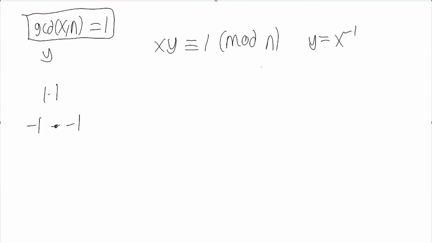If a number had a factor greater than 1 with n, then that means that this product here is always divisible by that factor. And so because 1 is not divisible by anything except for itself, that means that these two can never be equivalent mod n. So it's only these numbers x which satisfy GCD of x and n is equal to 1. x and n are relatively prime.